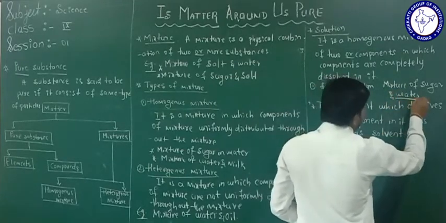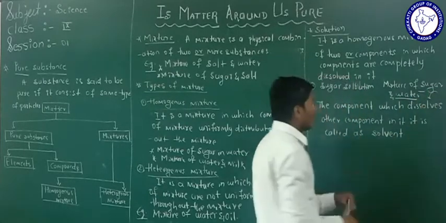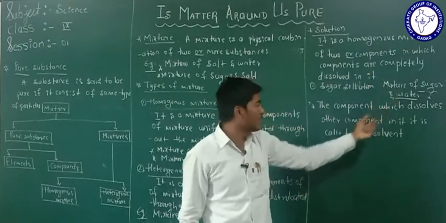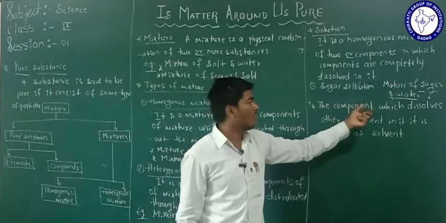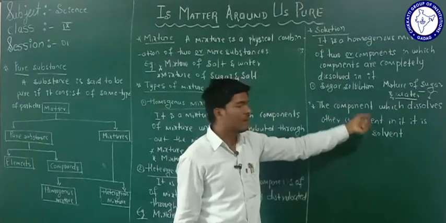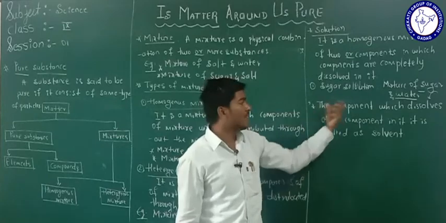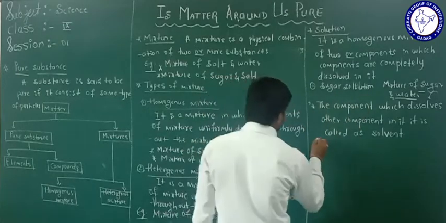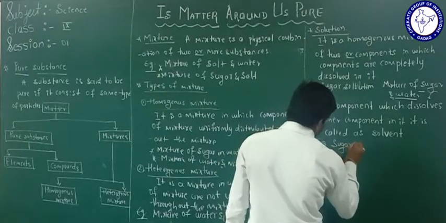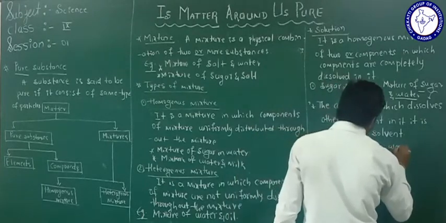So water dissolves sugar in it. Therefore, the water here is a solvent. In a sugar solution, water is a solvent. What is a solvent here? The component which dissolves the other component in it is called a solvent. So for example, in a sugar solution, water is a solvent.